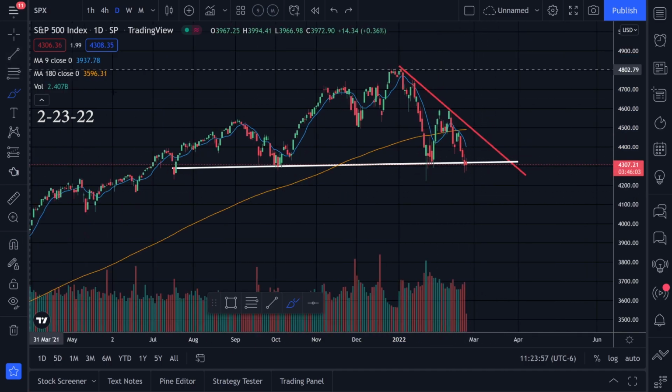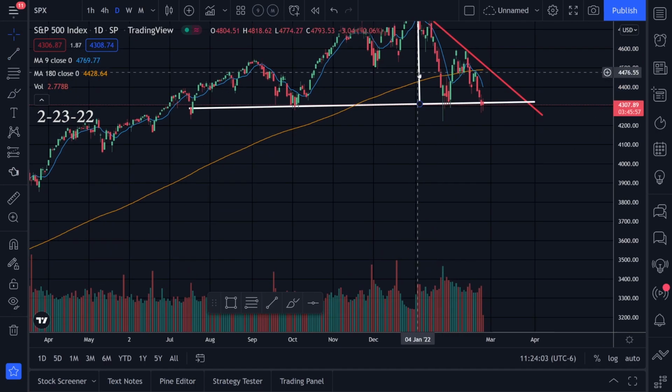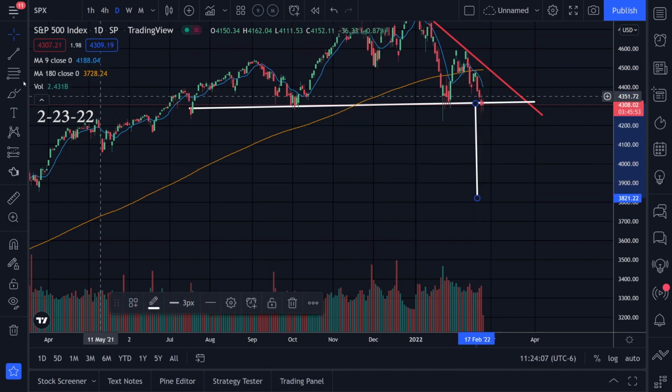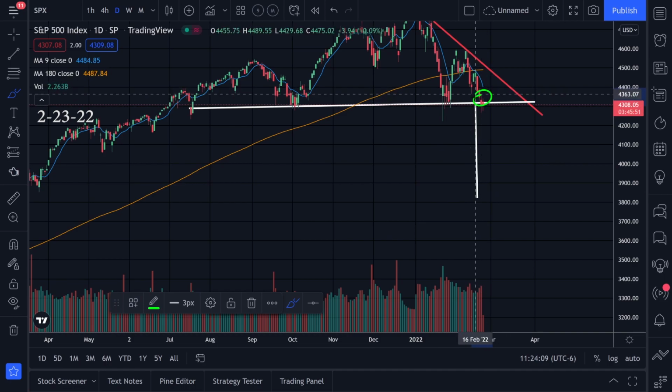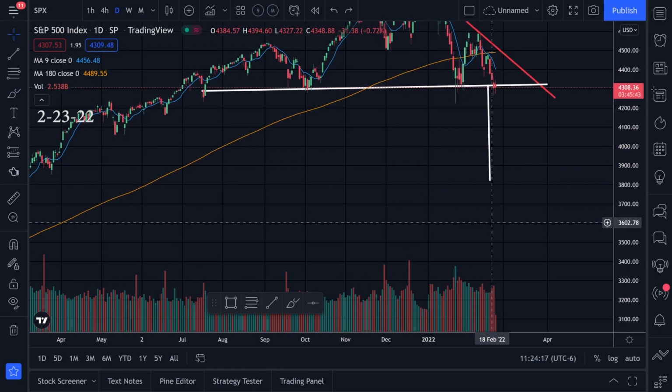Let's just go ahead and do a target for fun though. If we drag from the top of the head to the bottom of the shoulders, then we could drag this to the breakout. We haven't really broken out decisively yet. We're still kind of hanging out in that support level right there. But if we break down and continue to head down, this is the target that I'm looking at, and this target is sitting at around 3,821.